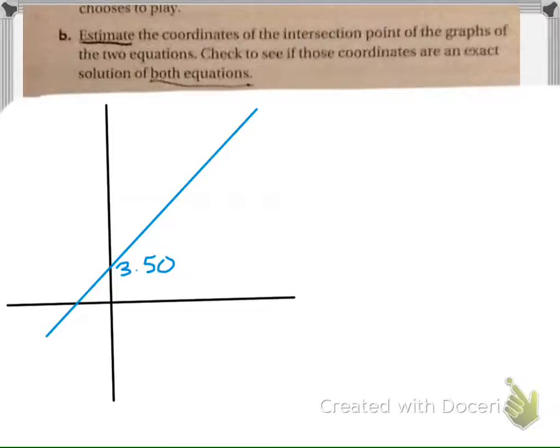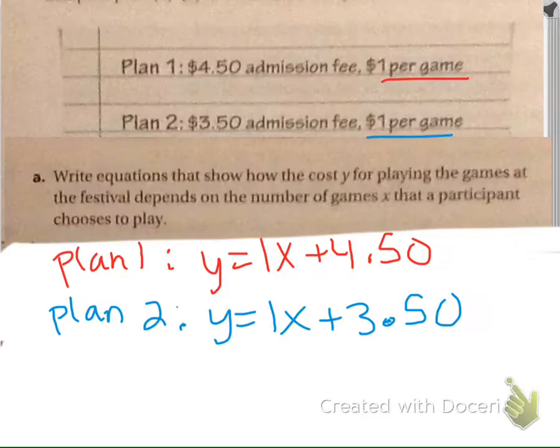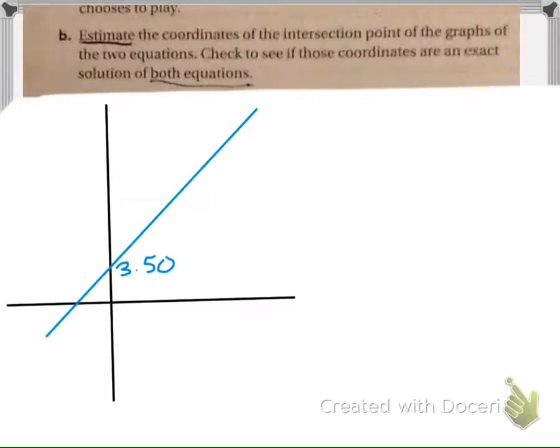But then plan 1 has a y-intercept of $4.50, so it's 1 more up, but it has the exact same slope. So I'm trying to get these parallel here. I might not be able to. That's good enough. So this is at $4.50. So since they have the exact same slope but different y-intercepts, they will never cross. So you didn't have to make an estimate because there won't be an intersection point.